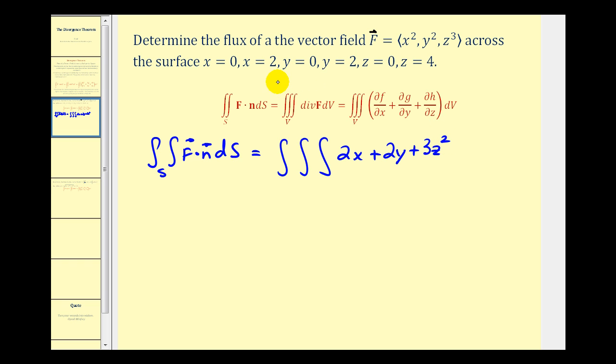And based upon our solid, the order of integration really doesn't matter. Let's go ahead and integrate with respect to x, y, and then z. The limits of integration for x will be from 0 to 2. The limits of integration for y will be from 0 to 2 as well. And then for z, it'll be from 0 to 4. So this is pretty straightforward.